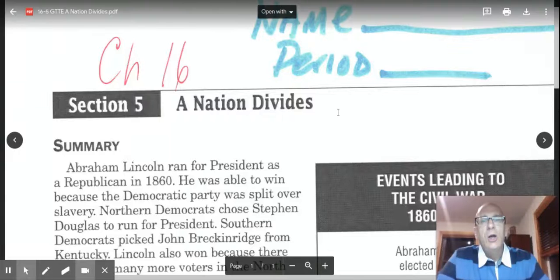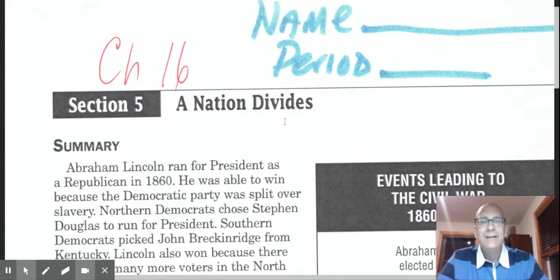Seventh graders, 16.5, A Nation Divides. Last section, we talked about the emergence, the beginning of the Republican Party. We talked about Lincoln running for the Senate in Illinois in 1858 and losing, but gaining a name for himself as someone who wanted to stop the spread of slavery into the territories.